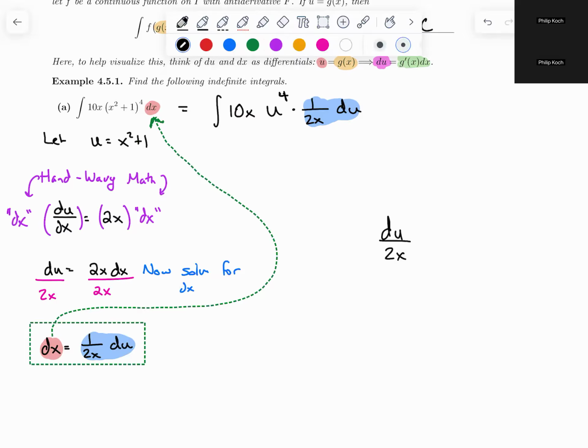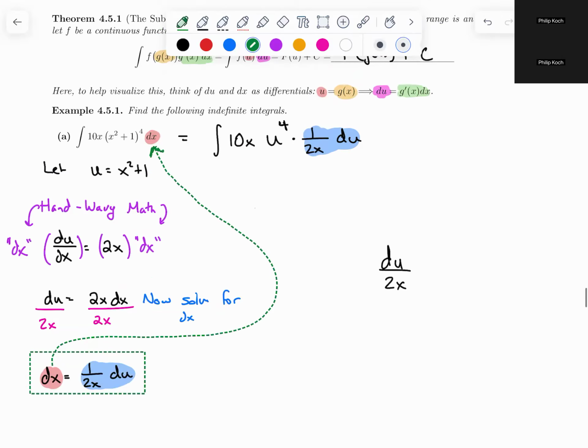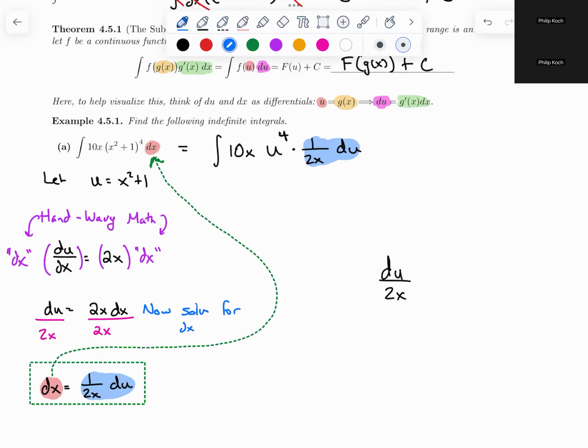So maybe I'll even add that up here. Let's use what color haven't we used? We've used purple, we've used blue. Orange, I guess. U equals x squared plus 1. So we're going to replace it.